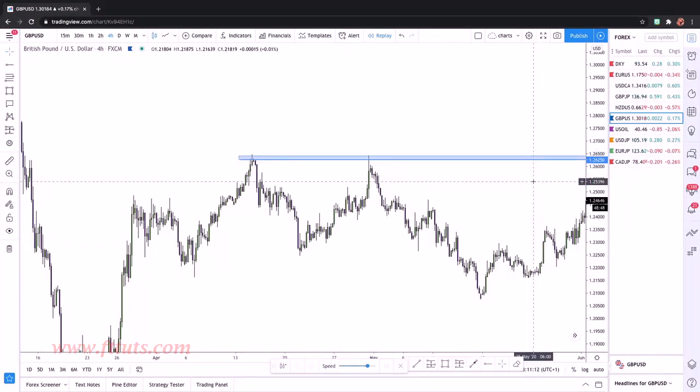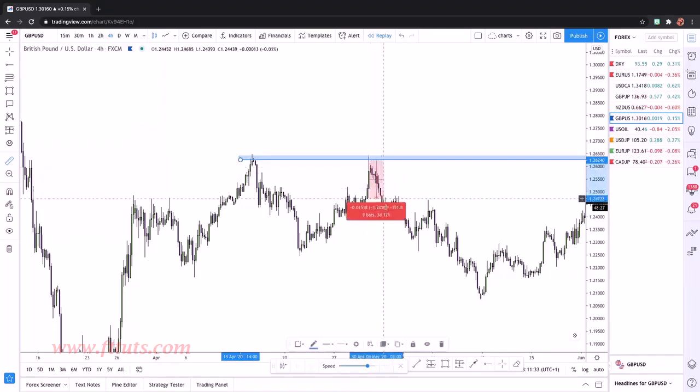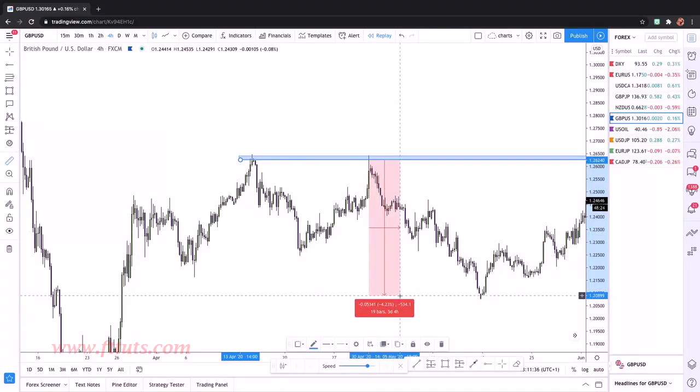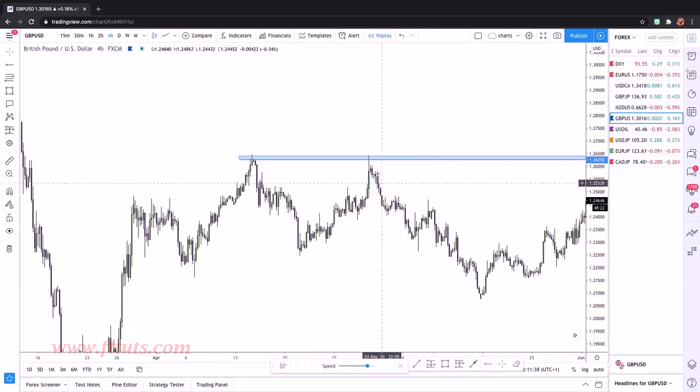Okay, so we have a level at 126.250. So price tried to break, then wicked, closed below, and then dropped. So just from, let's say you had a target of 100 pips. Just from this, it's 534 pips. Just from this entry.